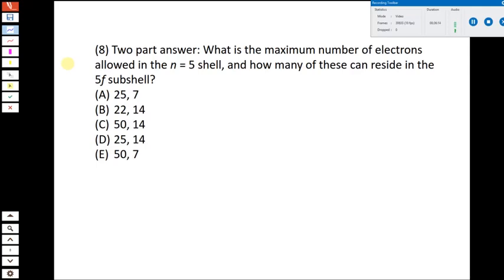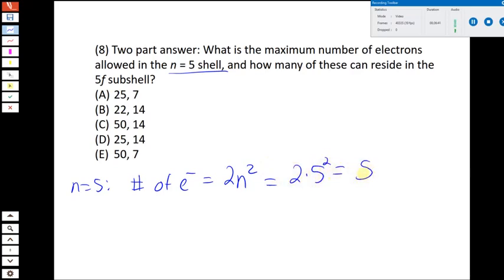So here, first, we want to know the total maximum number of electrons in the n equals 5 shell. For that, we're going to use the n value because we want to know the total number of electrons that goes into that entire shell. So if n equals 5, the maximum number of electrons, as we said, is given by 2n squared. There are n squared orbitals, with a possibility of 2 electrons per orbital, so we take that relationship, 2 times 5 squared. So in the n equals 5 shell, there can be a maximum of 50 electrons.